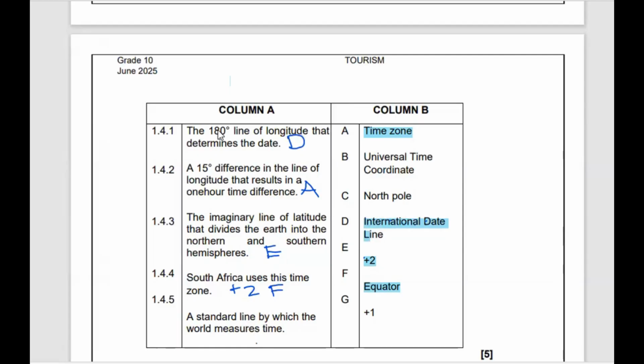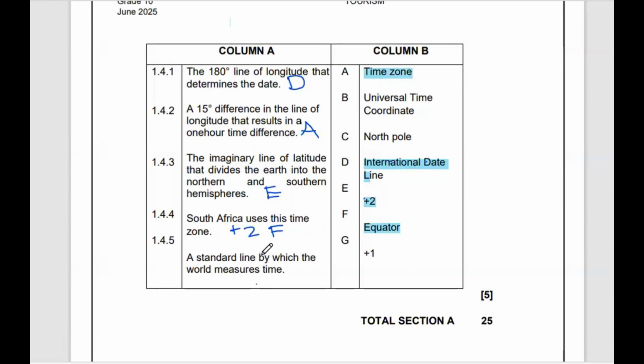Okay. Moving on to 1.4.5, a standard line by which the world measures time. So all world time zones are calculated using a line which is known as the universal time coordinate, which is represented by the letter B. It is abbreviated as UTC, the universal time coordinate. So the correct answer for 1.4.5 would be B, the universal time coordinate.